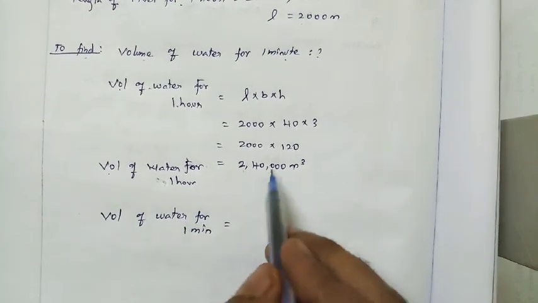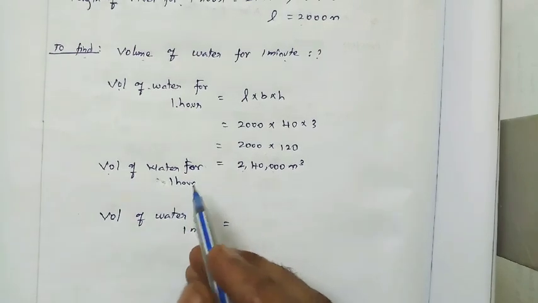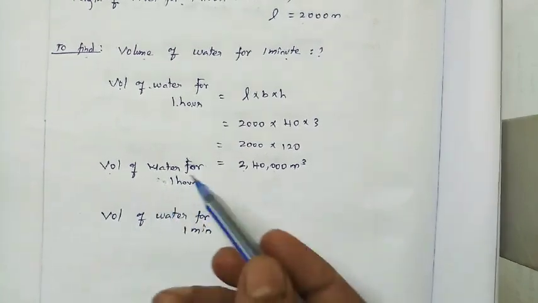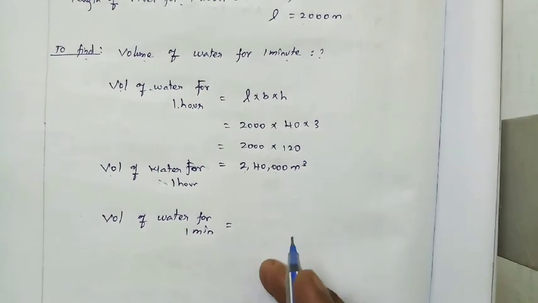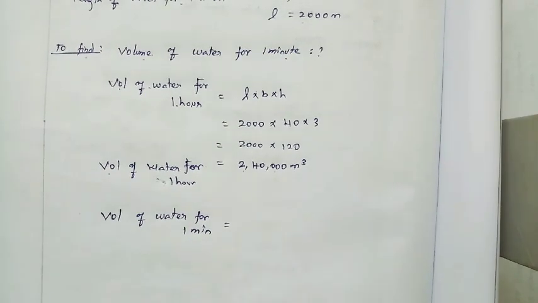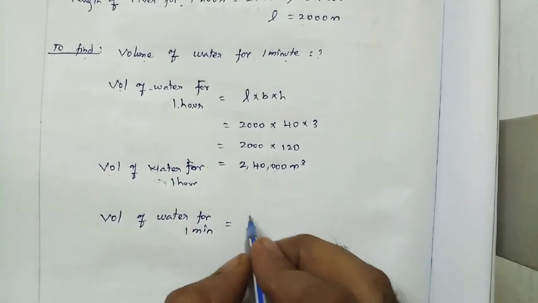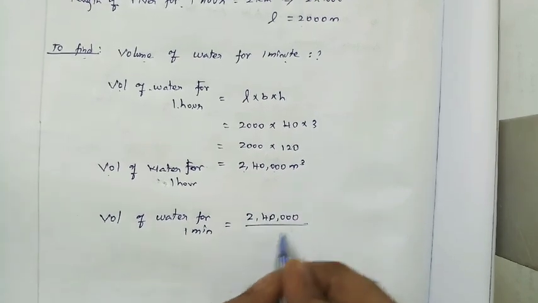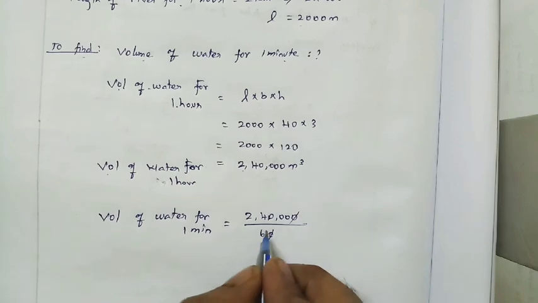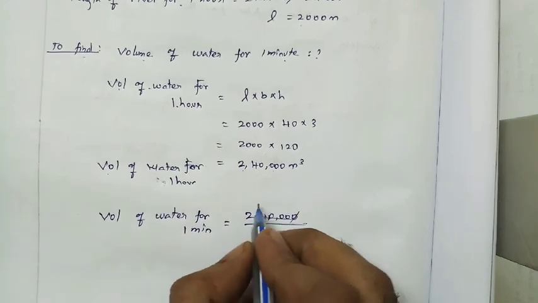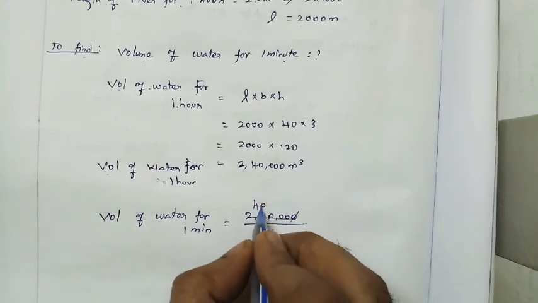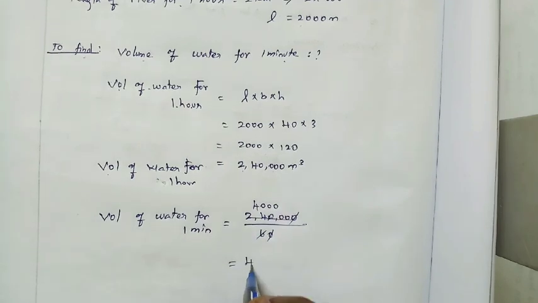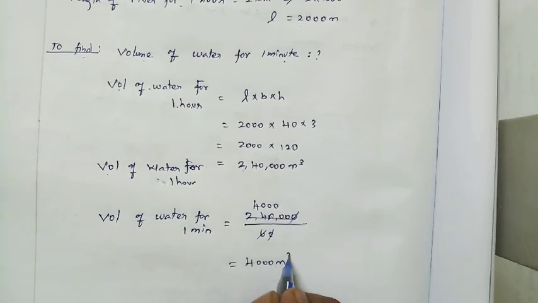Now it is in the form of 1 hour. Now I am going to convert it in terms of 1 minute, just divide by 60. Hour to minute means dividing by 60. So 2,40,000 divided by 60. The 0 will get cancelled. 6, how many times? 4, and three zeros. Therefore 4,000 meter cube.